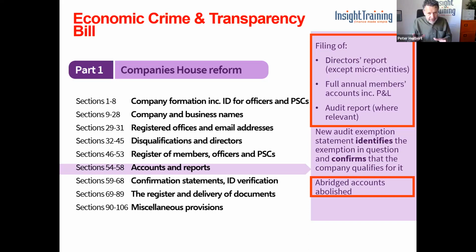At the time of recording this session in May 2023, the bill has not yet become an act, and we're really sort of waiting with bated breath to see not only when will it become an act, but what the time frame will be to bring in these changes and remove the ability of small companies and small LLPs to fillet, and indeed to abridge as well.